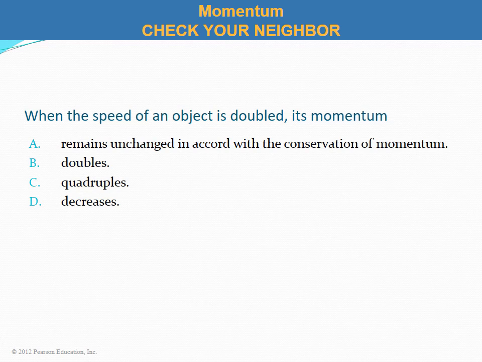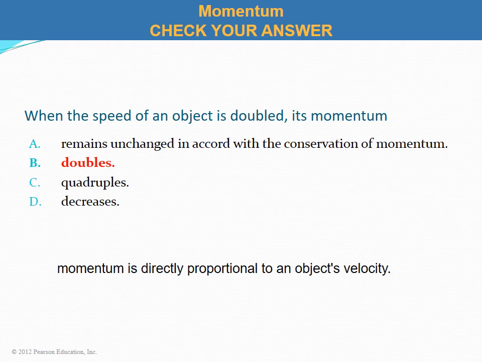When the speed of an object is doubled, its momentum: A, remains unchanged in accord with the conservation of momentum; B, doubles; C, quadruples; D, decreases. Answer is B, doubles. Momentum is directly proportional to an object's velocity.